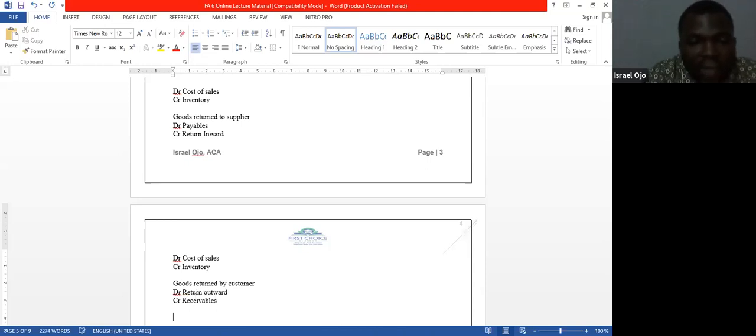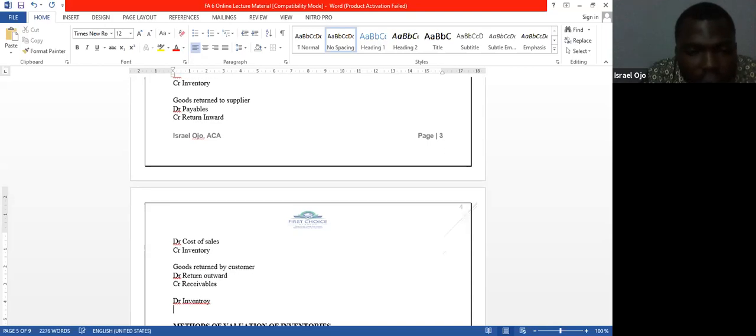Then after that, because the customer will return the goods to you, your inventory will increase. So you debit your inventory, then you credit your cost of sales. So that's the double entry under the perpetual account.